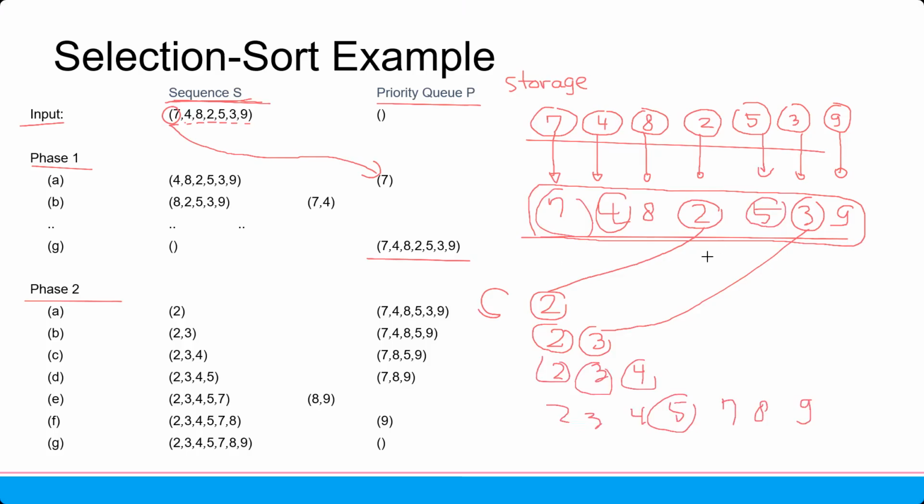So the process of sorting happens after I remove every element of the sequence into the priority queue. So we do the sorting and then we place it back into the sequence. So the final sequence will be the sorted list. The sorted list will go from the small value, which is 2, and then 3, 4, 5, 7, 8, 9.